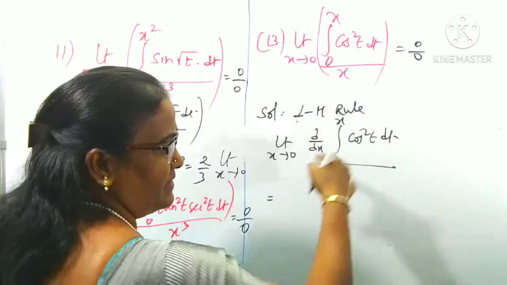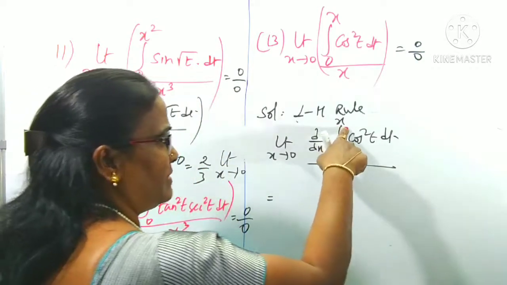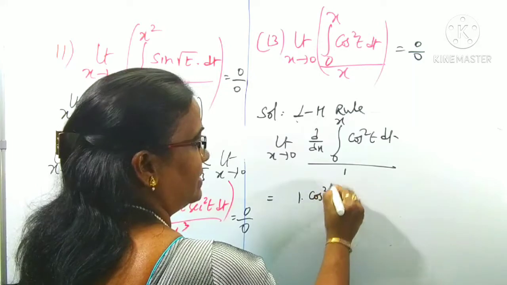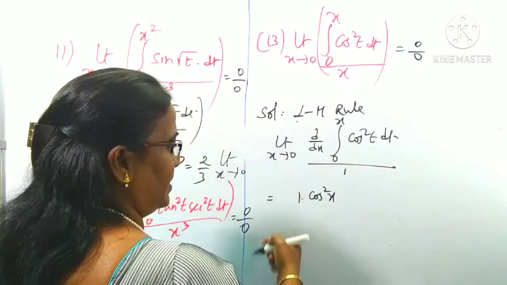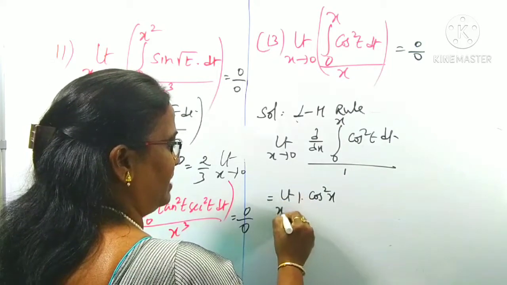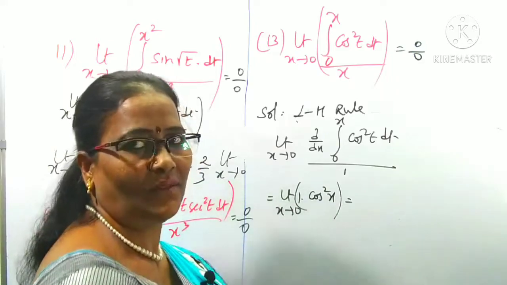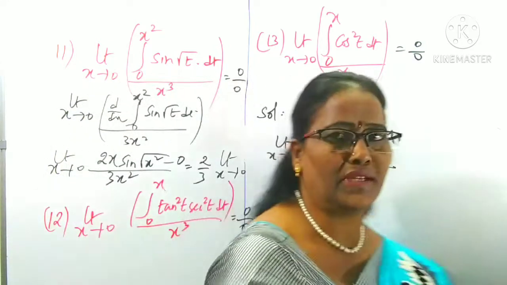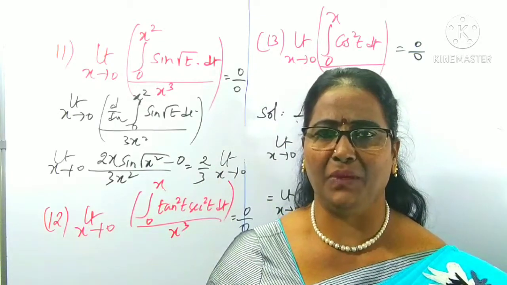Now here we can apply which rule? Yes, Leibniz rule. So what is the upper limit here? X, derivative of x is 1, into cos square x. Lower limit is 0 here. Now we have to find the limit as x tends to 0 of cos square x. What is the cos 0 value? 1. Therefore this value is 1. Like this we can use the Leibniz rule. First we can use the limit, then apply the Leibniz rule.